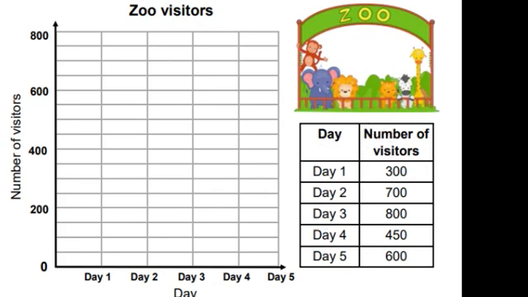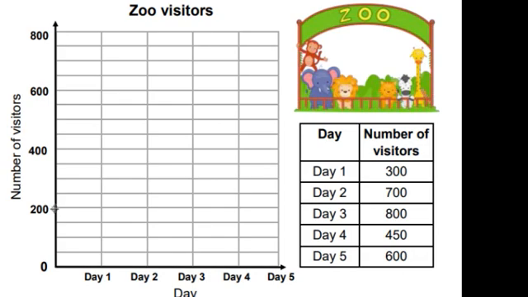So for day 1, we have 300 visitors. But before we can plot it here, we need to know what each line reads, what each line stands for. So here we have 0, the starting point, and the next value after 0 is 200. So let's see if we can figure out what each line means. How many lines do we have from 0 here? 1, 2, 3, and 4.